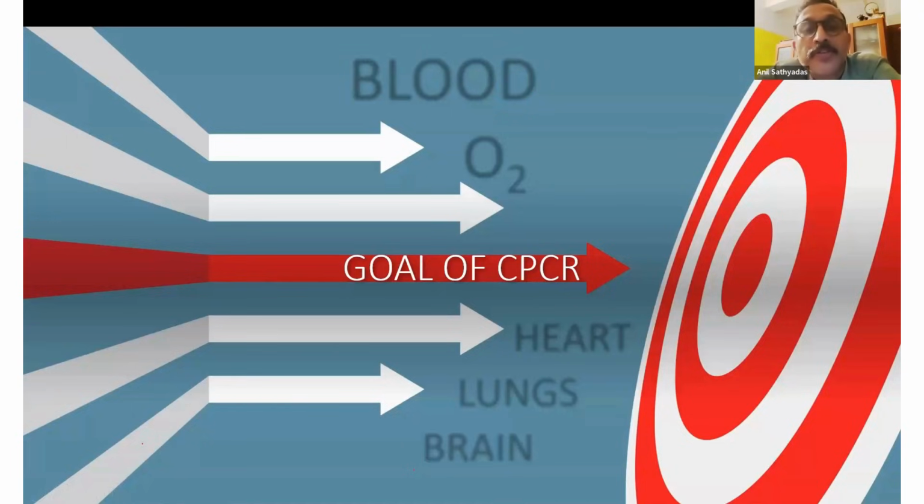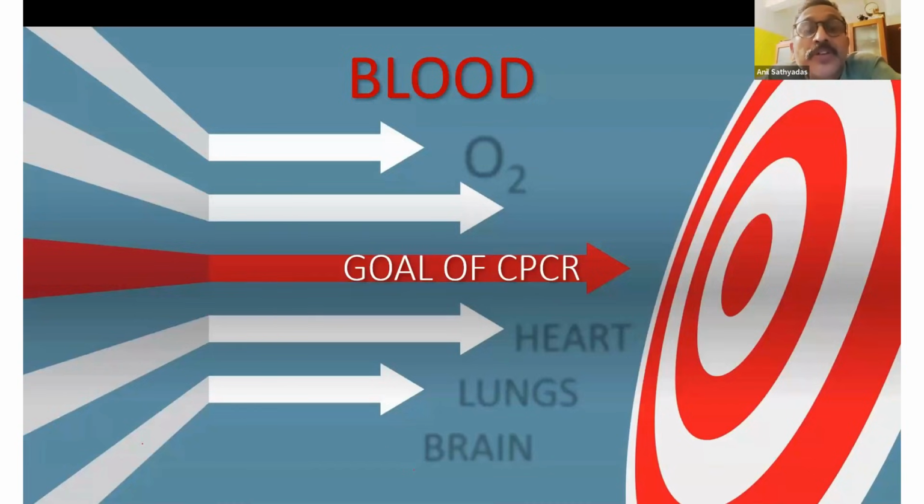the goal of CPCR basically? What is the aim? What are we trying to achieve by giving the compressions? So what you have to understand is that it's going to start something that has stopped. What is that something? It is the pumping action of the heart. Okay. So our goal of CPCR would be to pump blood, which the heart was doing perfectly.